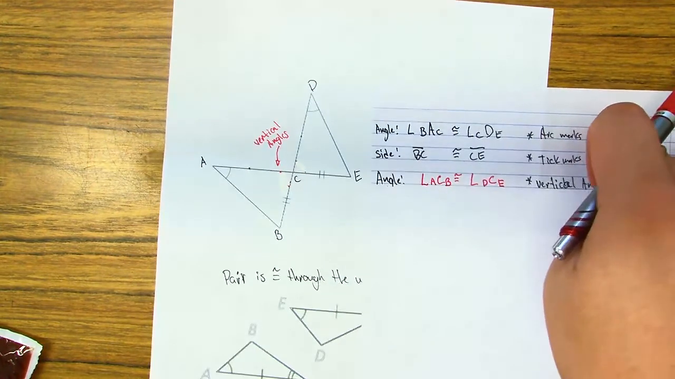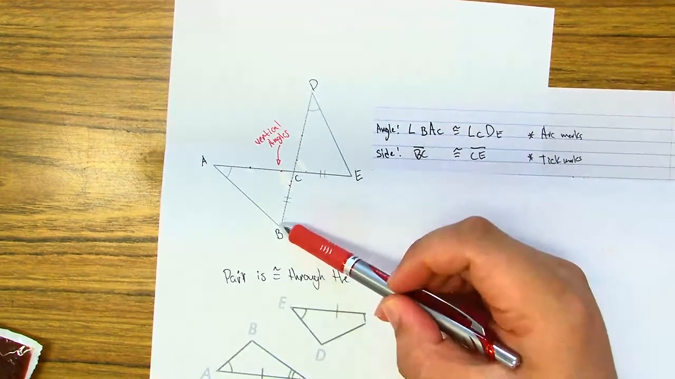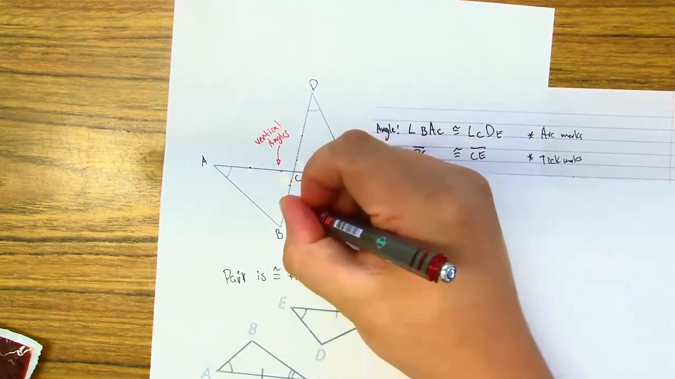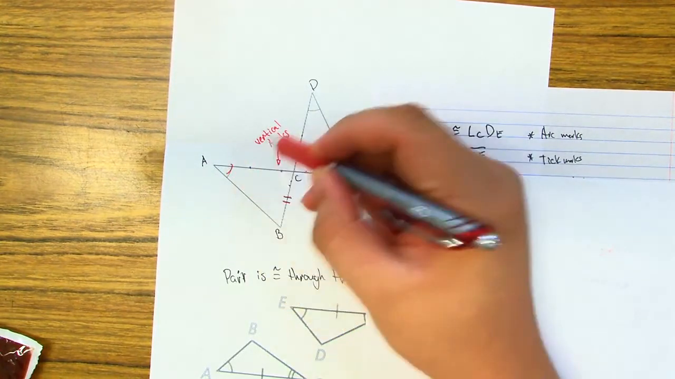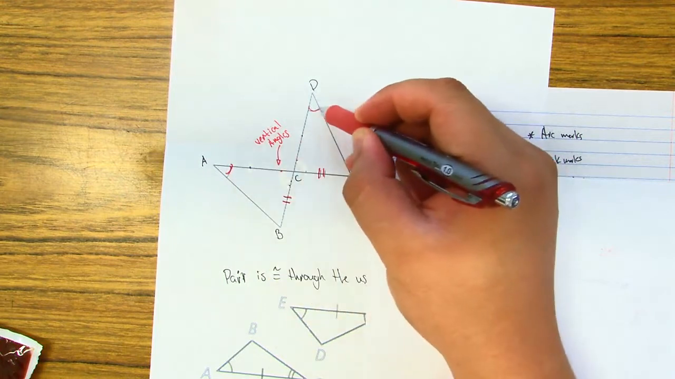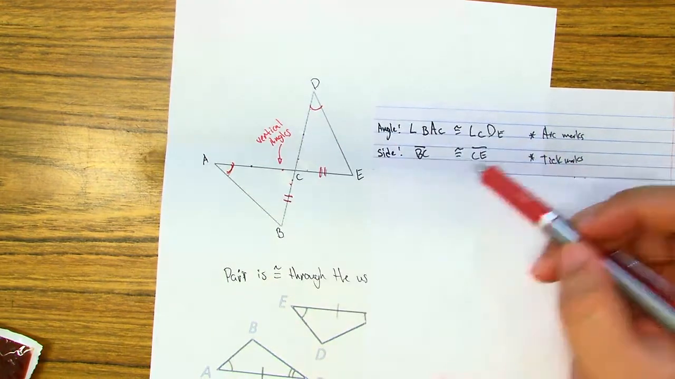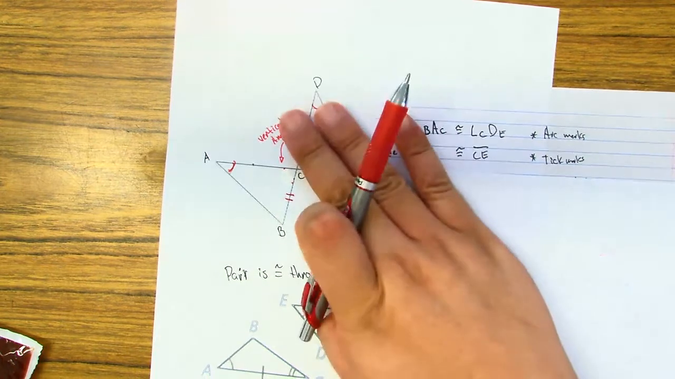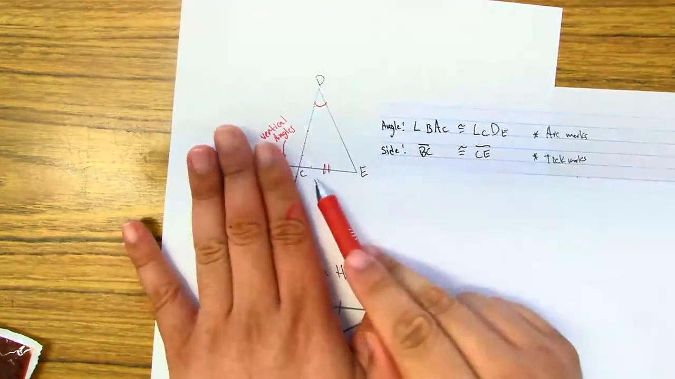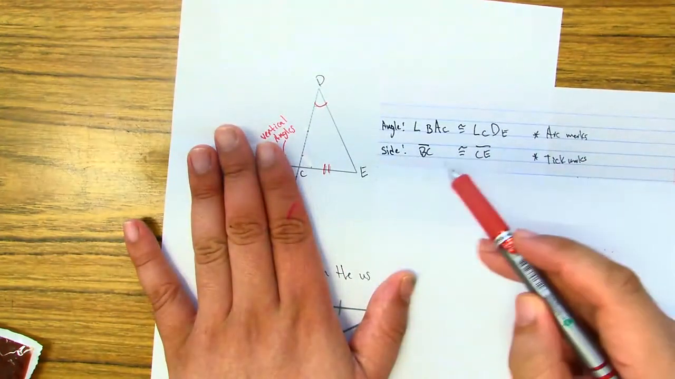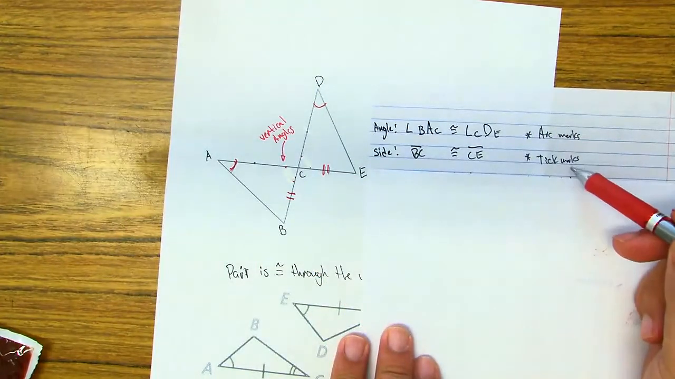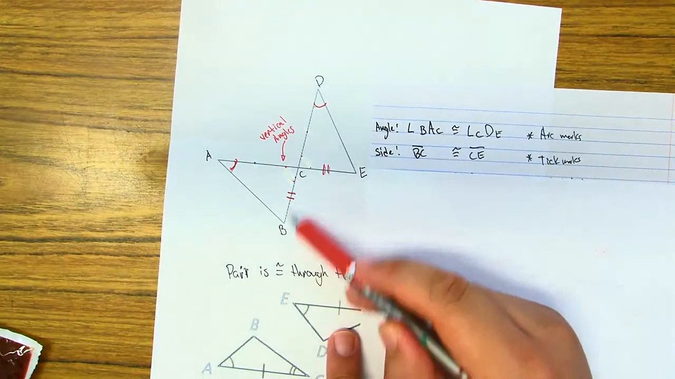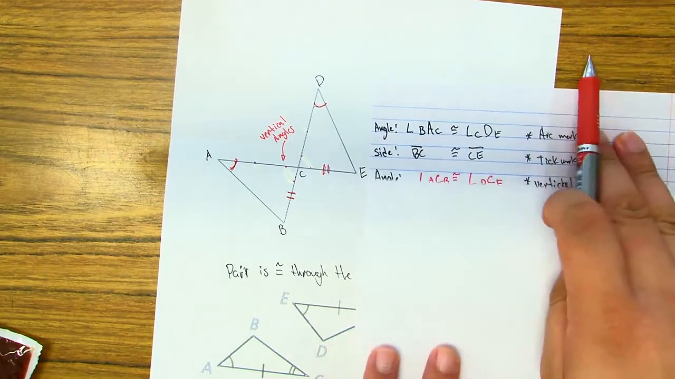The second part I see here is segment BC is congruent to segment CE. I'm just going to put up markers here. So BC on the left side of the triangle is congruent to CE on the right side of the triangle, right? Or triangle number 1 and triangle number 2. They are congruent, it's given, due to tick marks, okay?